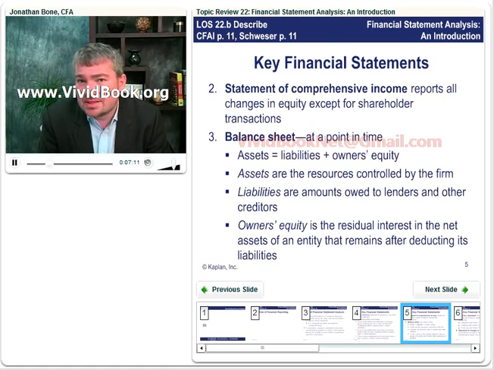Assets are resources controlled by the firm, and the basic idea therefore is an asset will lead to a future inflow to the company. Liabilities are amounts owed to lenders and other creditors. Really, these are amounts that are owed to third parties rather than the shareholders. So these are going to lead to future outflows from the company. Owner's equity we describe as the residual interest. Remember what we said, assets minus liabilities equals stockholders' equity. So if we take the assets, subtract the liabilities, anything that we have left over belongs to our common stockholders.